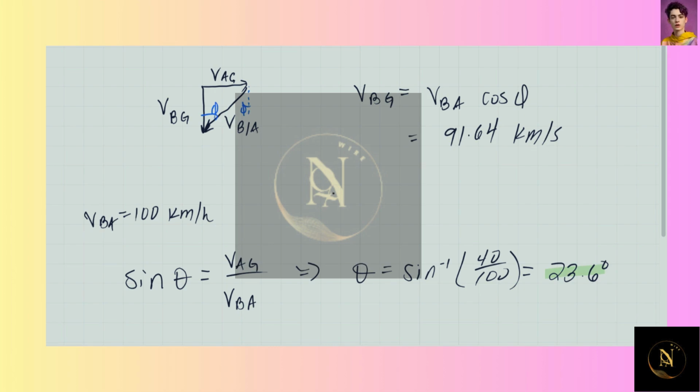So for part B, to find the time is the distance over the velocity. The distance is 500 kilometers, so it takes 5.46 hours.